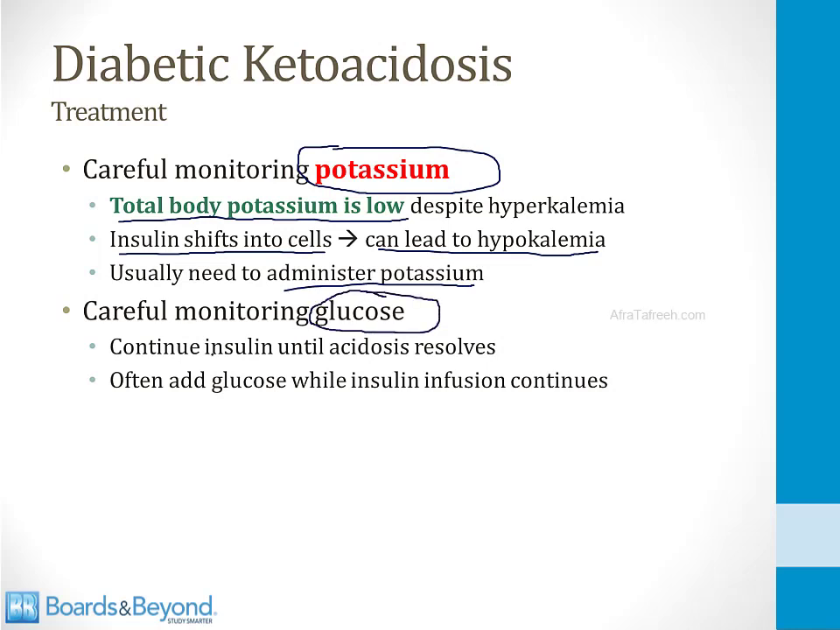As you administer insulin, the glucose level will begin to fall, but you can't stop the insulin when the glucose gets low. You need to continue it until the acidosis goes away. Remember, the acidosis is responsible for many of the symptoms of DKA. This means that after a few hours of insulin therapy, you often have to add glucose to the IV fluids while the insulin infusion continues, and then keep the insulin going until the acidosis has completely resolved.